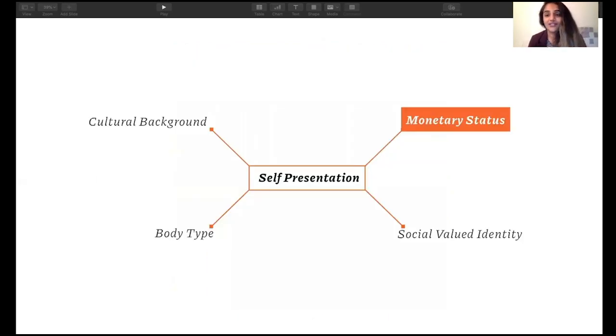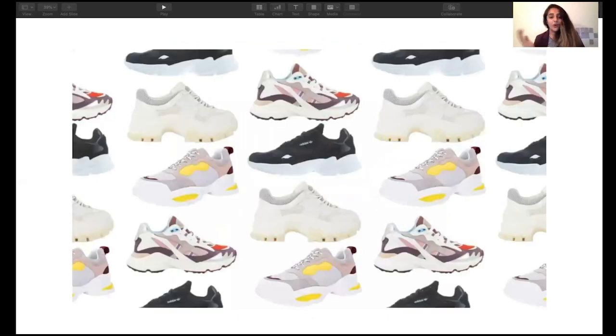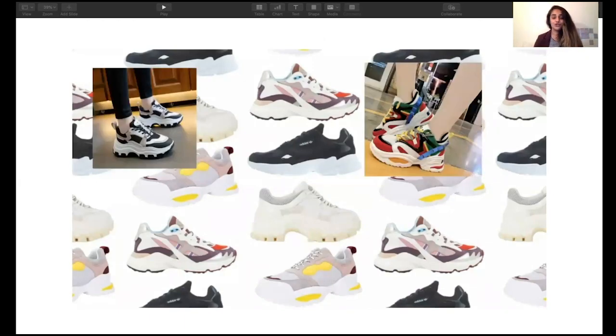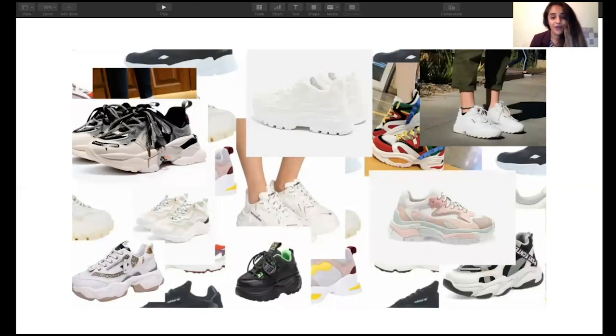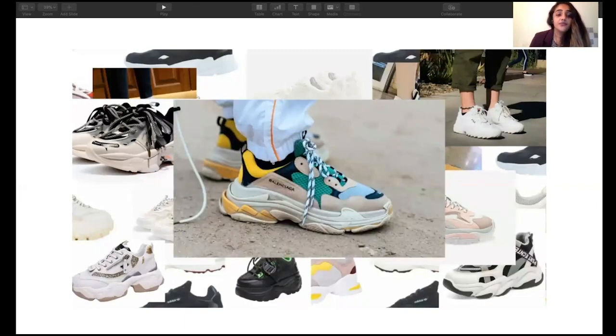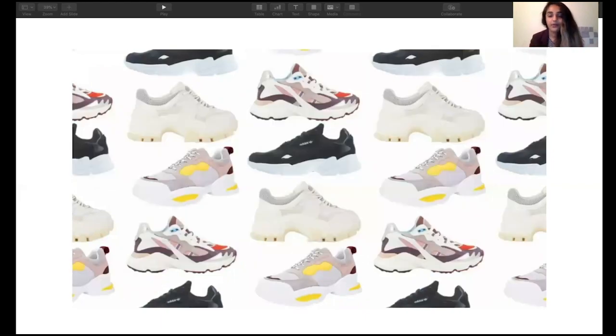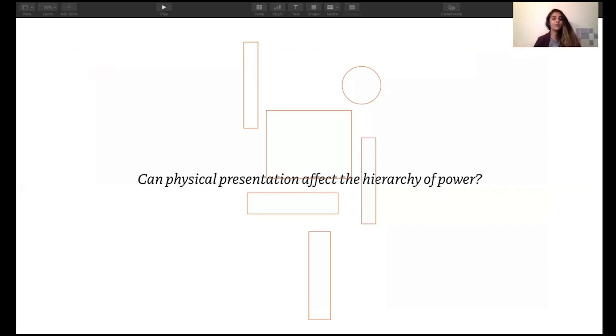Moving on to monetary status. If I walk in a room full of people wearing a similar shoe, which shoe do you think will stand out the most? The one which has a higher brand, like Balenciaga. The visual aesthetic is not just important, but also the brand association with it. The people who wear the higher branded shoes will have a different kind of personality. They want to say something from their visual appearance through the brands that they associate with, which leads to my next question. Can physical presentation affect the hierarchy of power?